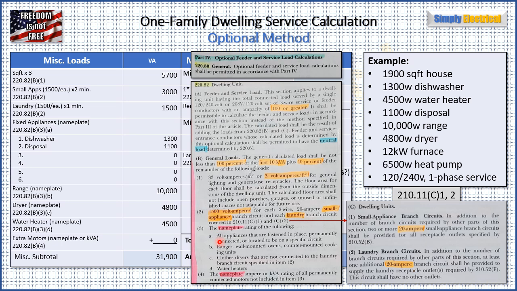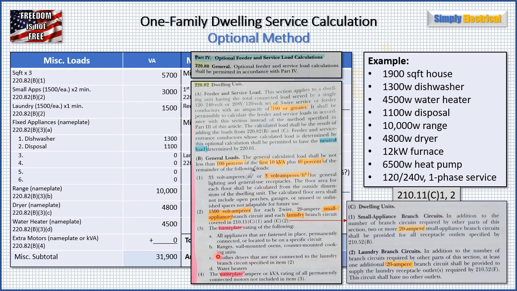Okay, next. Under B says ranges, wall-mounted ovens, counter-mounted cooking units. So we have our ranges here, nameplate 220.82B3B, and we have a 10,000 watt range, so we just stick 10,000 right there. You don't go to the range table, you don't go anywhere, you just put the nameplate value here.